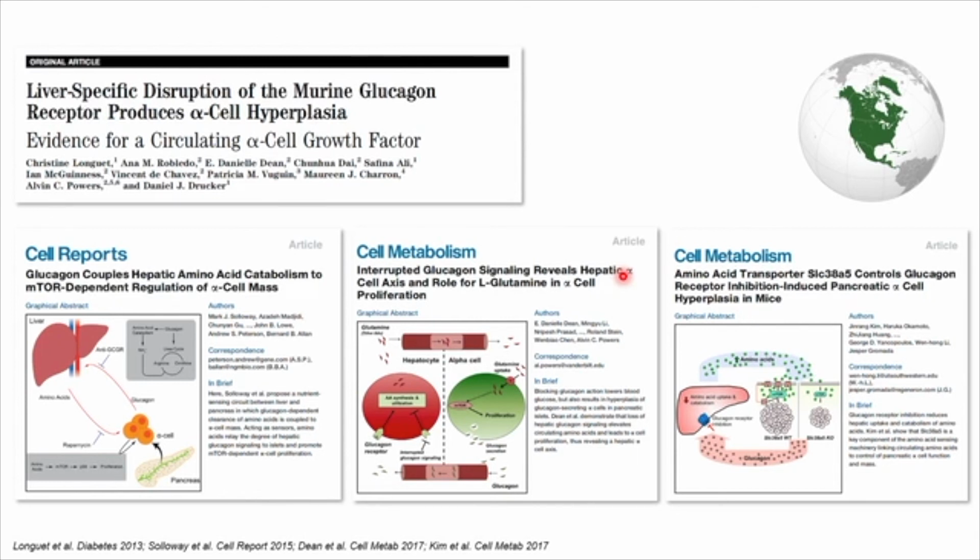I think people who are on these papers are in the room. We've heard a great talk from Daniel Dean about the paper from Alvin Powers' group at Vanderbilt University in Nashville, but also the papers from Jesper Gromada from his time at Regeneron were very important, and also the paper from Daniel Drucker's group, stating that if you block glucagon signaling in the liver, something happens in the pancreatic alpha cells, meaning that they proliferate and you see hyperplasia, and they also start to secrete more glucagon.